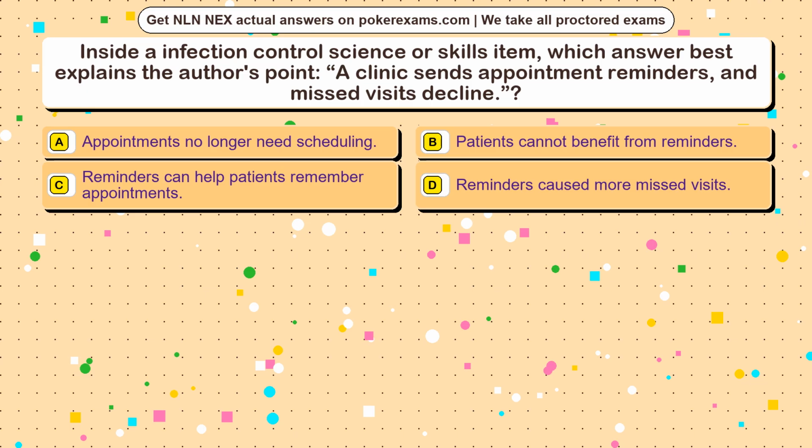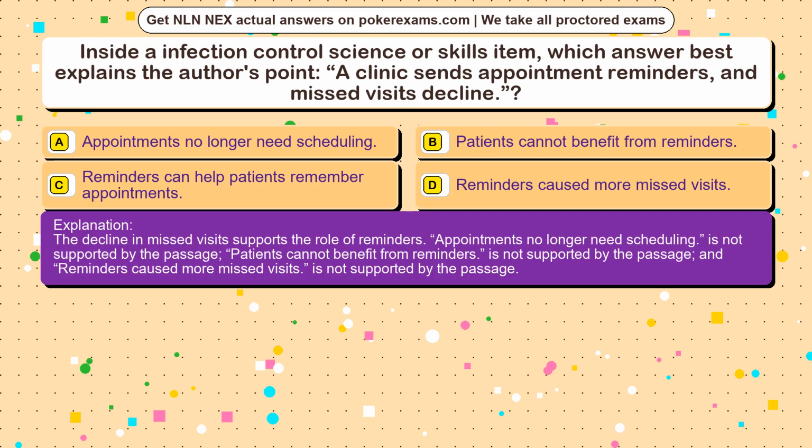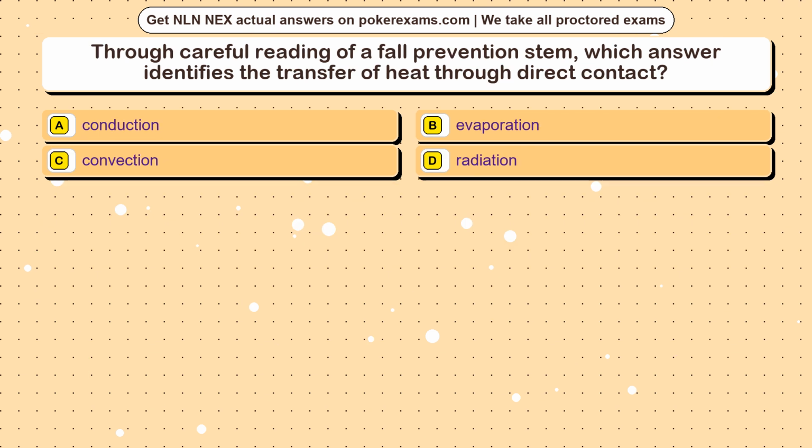The correct answer is option. The decline in missed visits supports the role of reminders. Appointments no longer need scheduling, is not supported by the passage. Patients cannot benefit from reminders, is not supported by the passage, and reminders caused more missed visits, is not supported by the passage. Question 25.